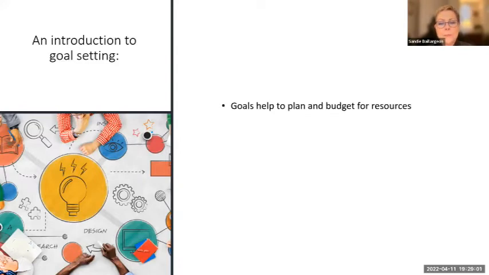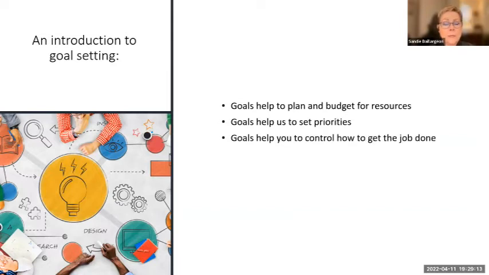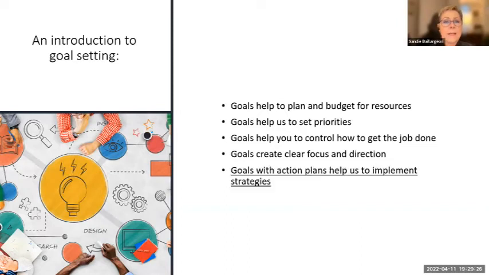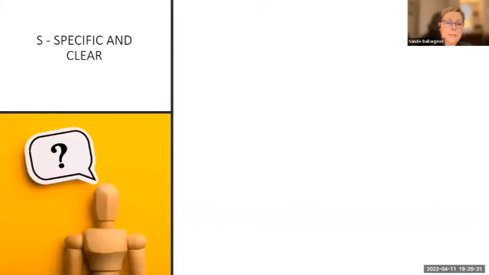So goals help to plan for budget and for resources. You have to have the resources in place in order to do the planning. Goals help you to set priorities as well, and how to control how the job gets done. That's really a key thing for your employees. They have to have some level of control and authority in order to be able to get the job done. They create clear focus and direction, and along with action plans, those, as I say, are your implementation tools.